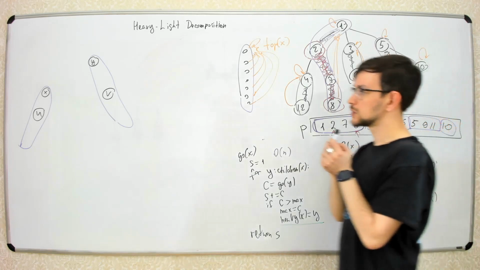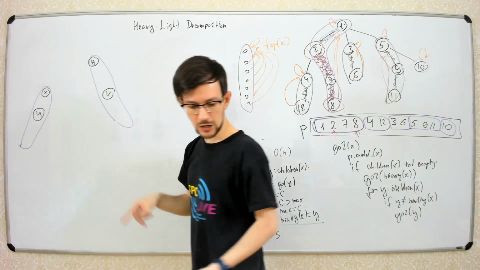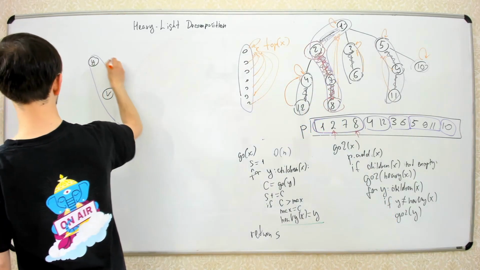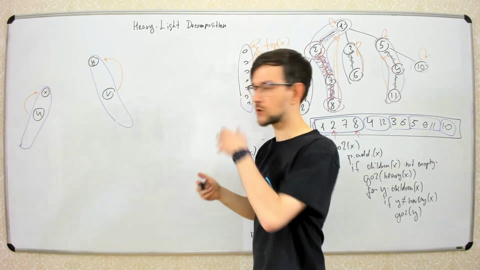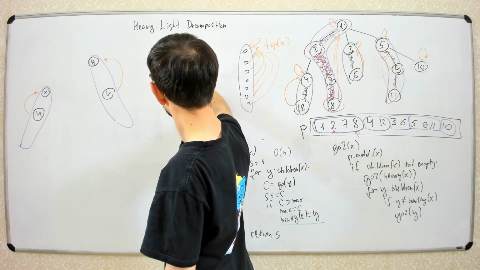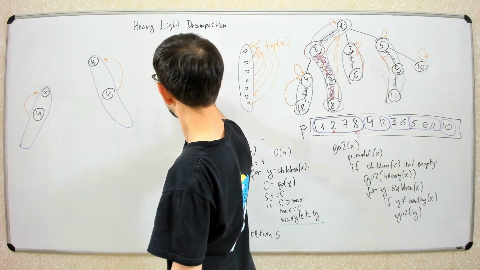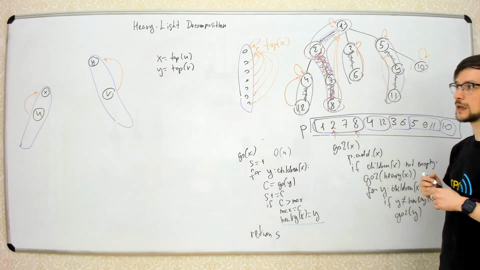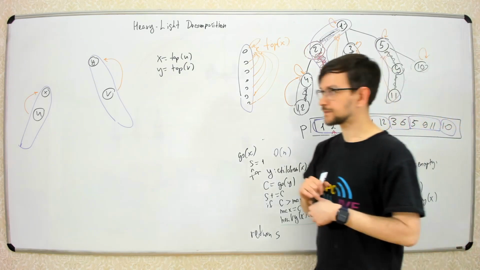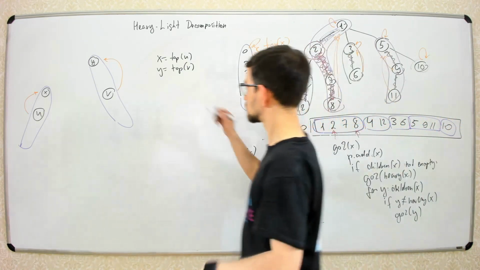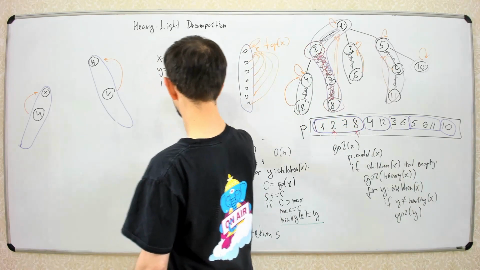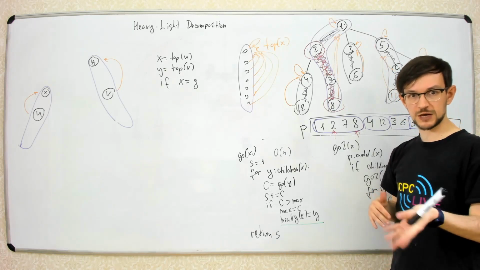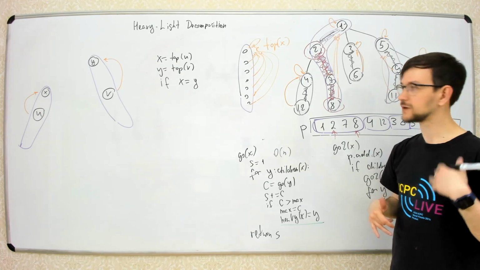Now, the algorithm. We start from node U and node V. For each of these nodes, we know the top node of its heavy path. So for node U, we know the top node is X. For node V, the top node is Y. I'll just write the code. So X is the top node of U, and Y is the top node of V. Now, first, if these nodes are the same, so if X equals Y, what does it mean? It means that U and V belong to the same heavy path, right?